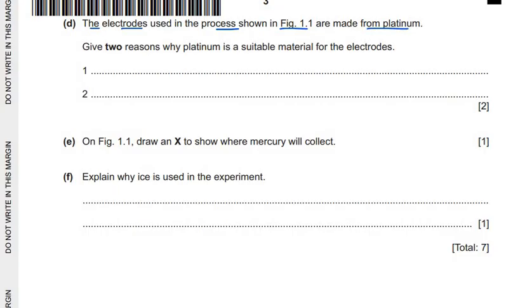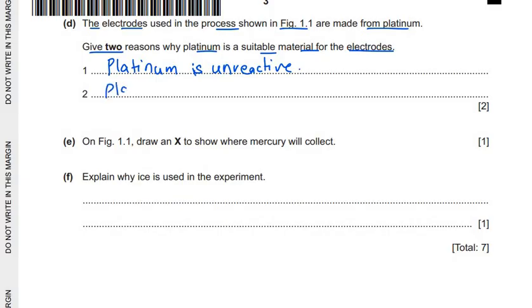Okay. The D question is, the electrodes used in the process shown in figure 1.1 are made from platinum. Now give two reasons why platinum is a suitable material for the electrodes. Now for any electrodes which we use, there should be two necessary things, and that is that the platinum or the electrodes which we use should be unreactive. So platinum is unreactive, that is, it doesn't participate in the electrolysis along with the mercury bromide.